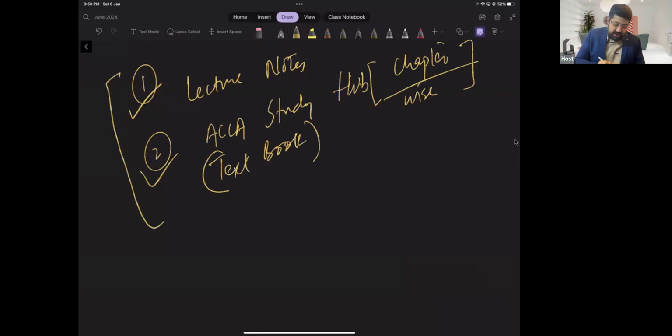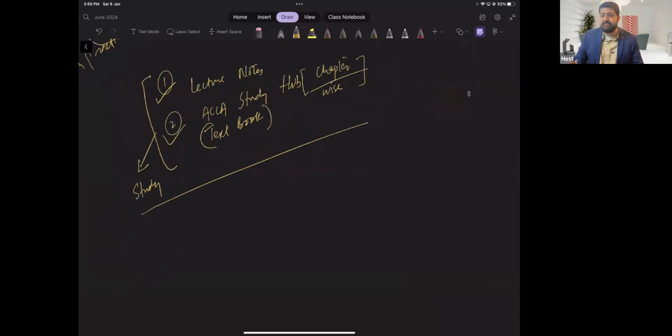So this is where we have to study the knowledge, the concepts. Here they are. The second point is now practice. Now practice of questions.